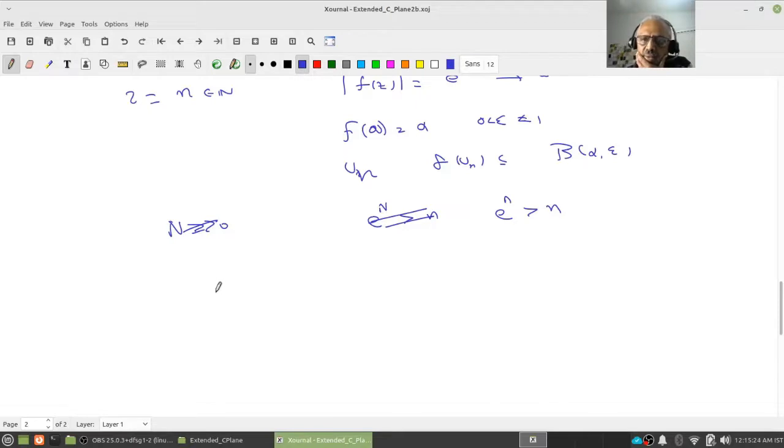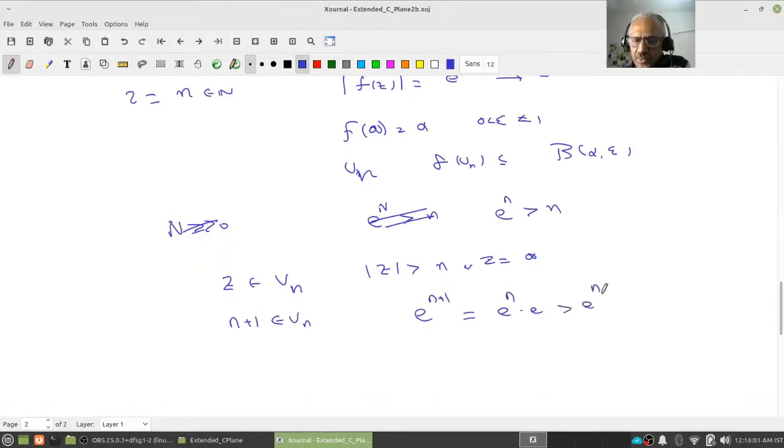Are you following? Now what is the problem? The problem is, suppose z belongs to U n, then what does it mean? Mod z is greater than n. Z may be infinity, or mod z is greater than n. Therefore, in particular, if I take n plus 1, that belongs to U n. Therefore, e power n plus 1, that is e power n into e, is greater than e power n, that is greater than n. Okay, so a contradiction.